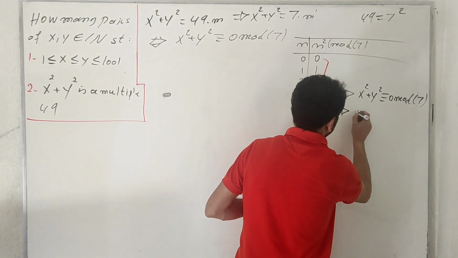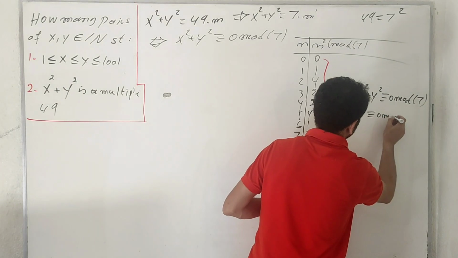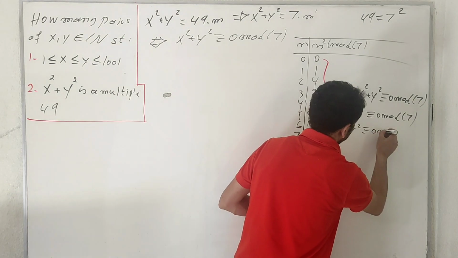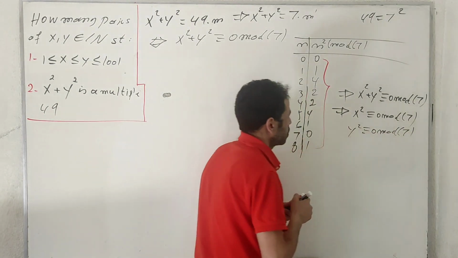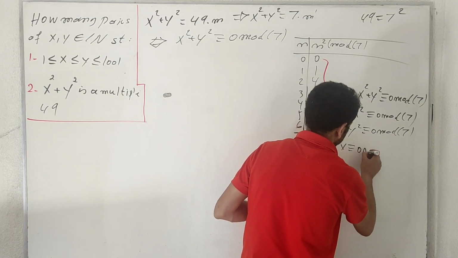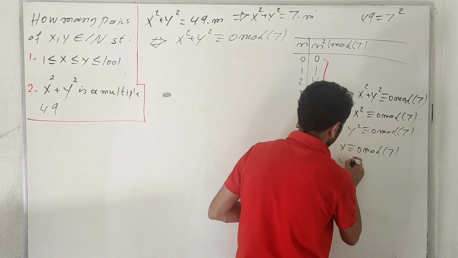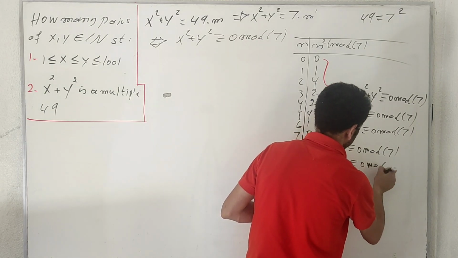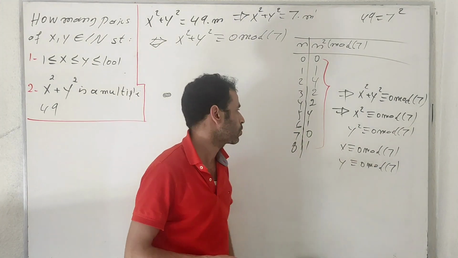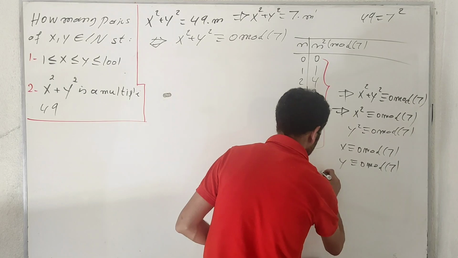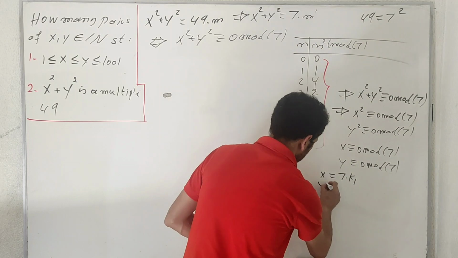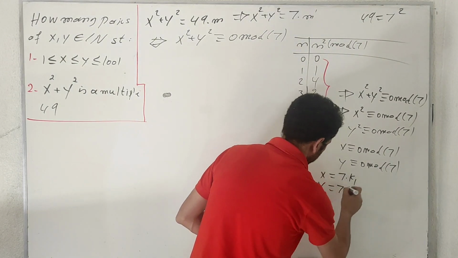This one implies x squared is congruent to 0 mod 7, and also y squared is congruent to 0 mod 7. Since x squared is congruent to 0 mod 7, x is congruent to 0 mod 7, and also y is congruent to 0 mod 7. So x is a multiple of 7 and y is a multiple of 7. In other words, x equals 7 multiplied by q1 and y equals 7 multiplied by q2.